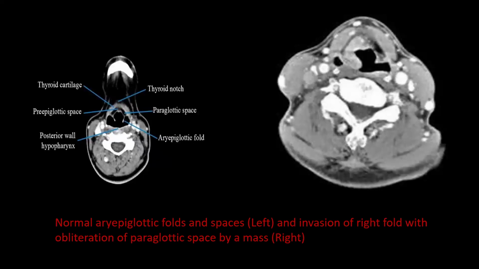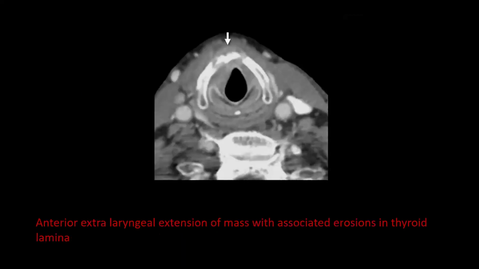On the left image, we can see the normal aryepiglottic fold, paraglottic spaces, and pre-epiglottic space. And on the right image, we can see there is a thickening of the right aryepiglottic fold and invasion of the paraglottic space. In this image, you can see there is anterior extralaryngeal extension of the mass along with associated erosion of the thyroid lamina.